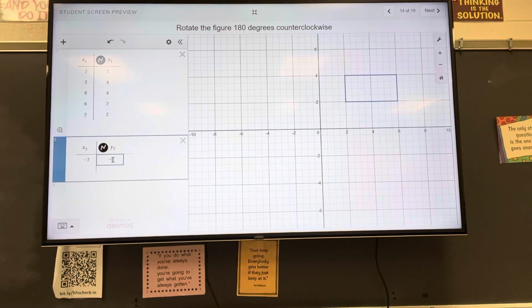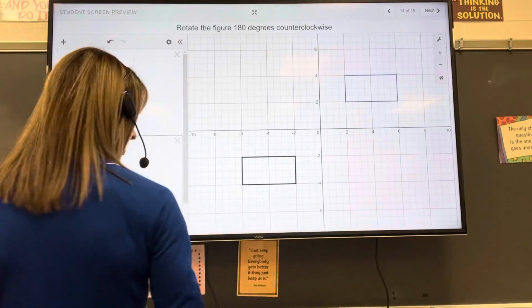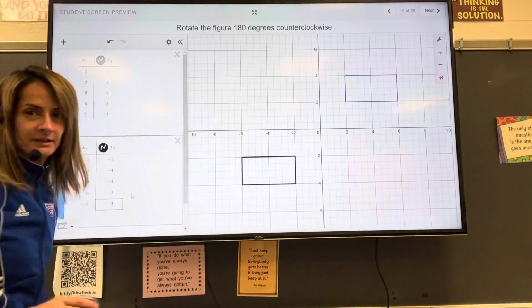I feel like you guys are doing really well. Let me know if I'm wrong. Okay. Negative 6, negative 4, 4, negative 6, negative 2, one more, negative 2, negative 2. Boom. Looks good to me. Looking good.